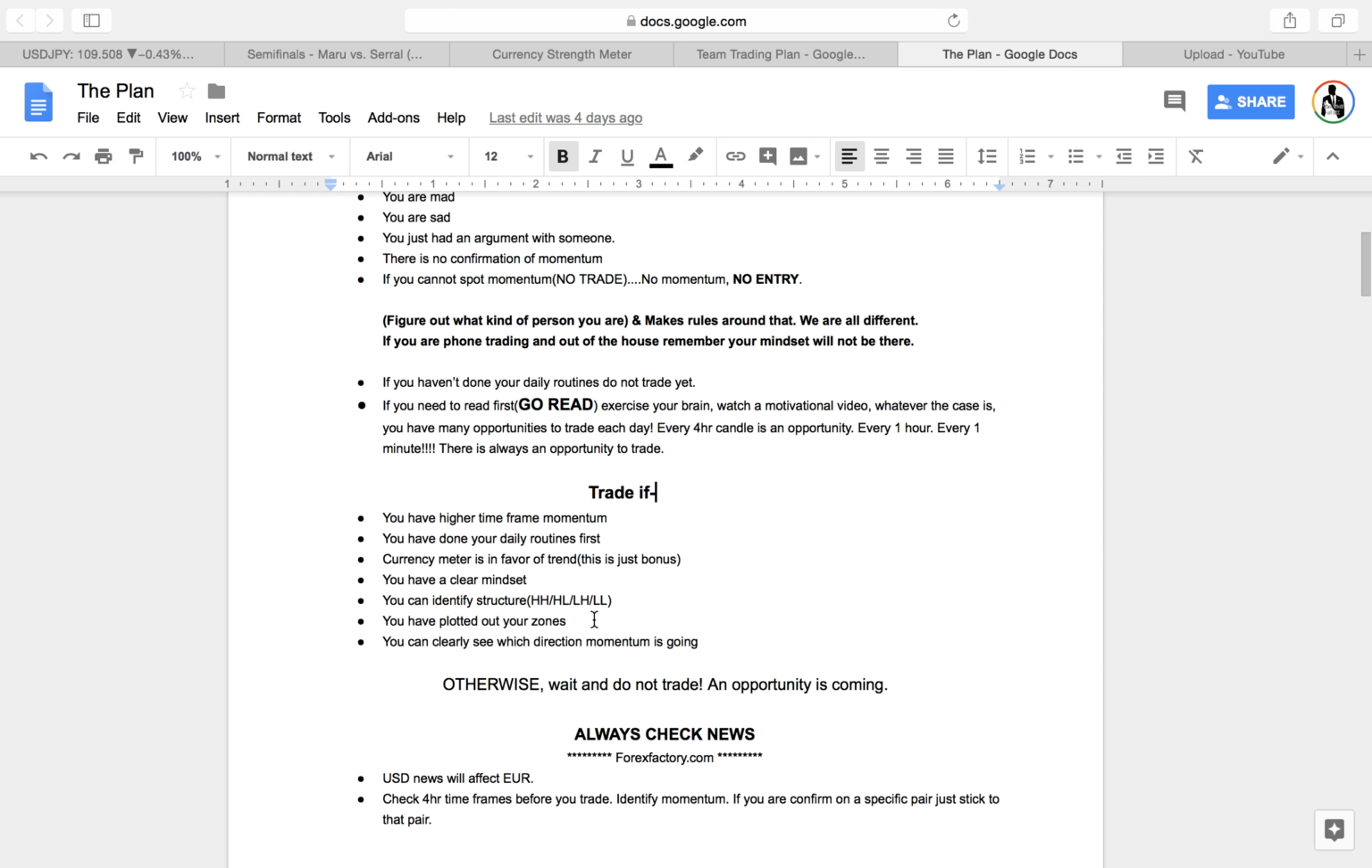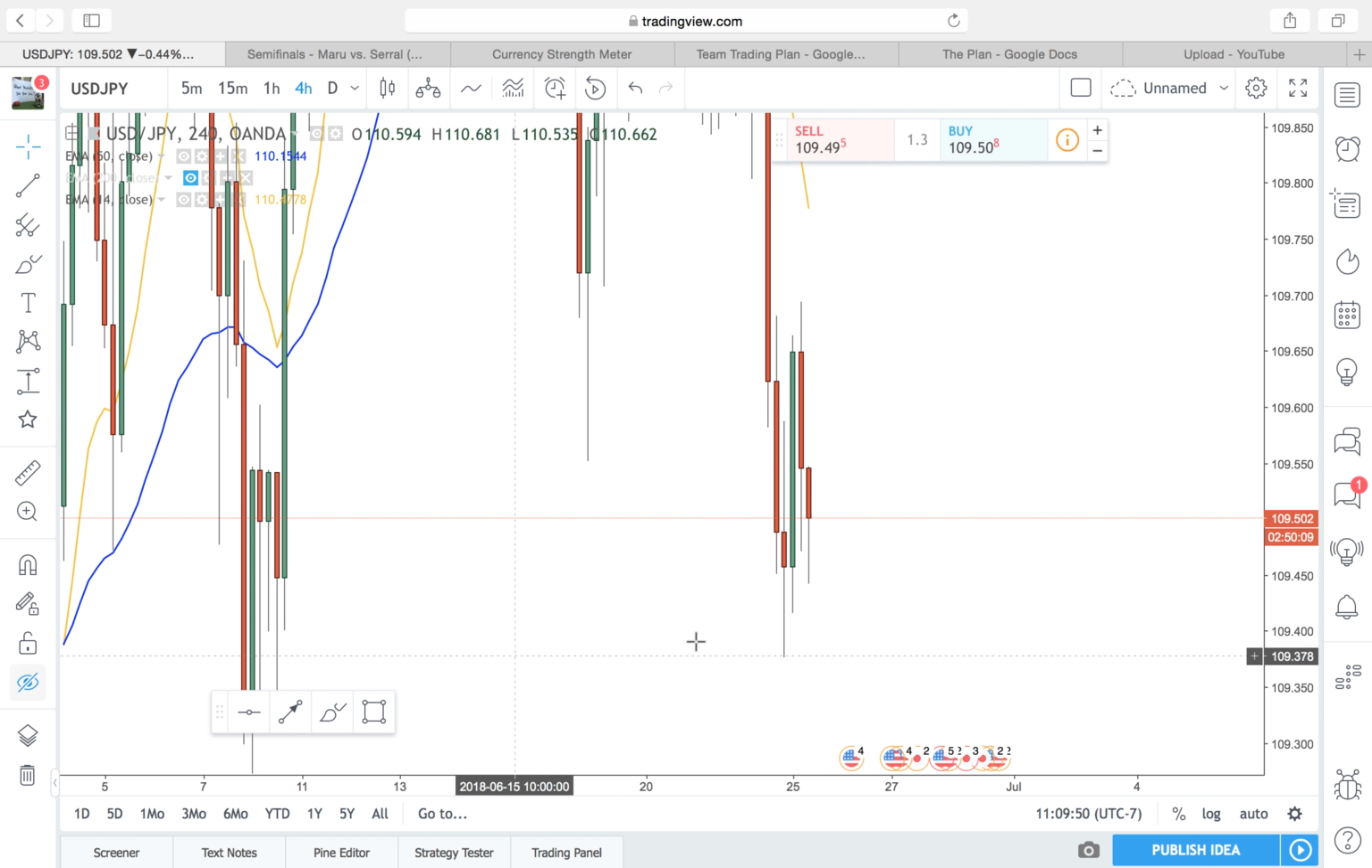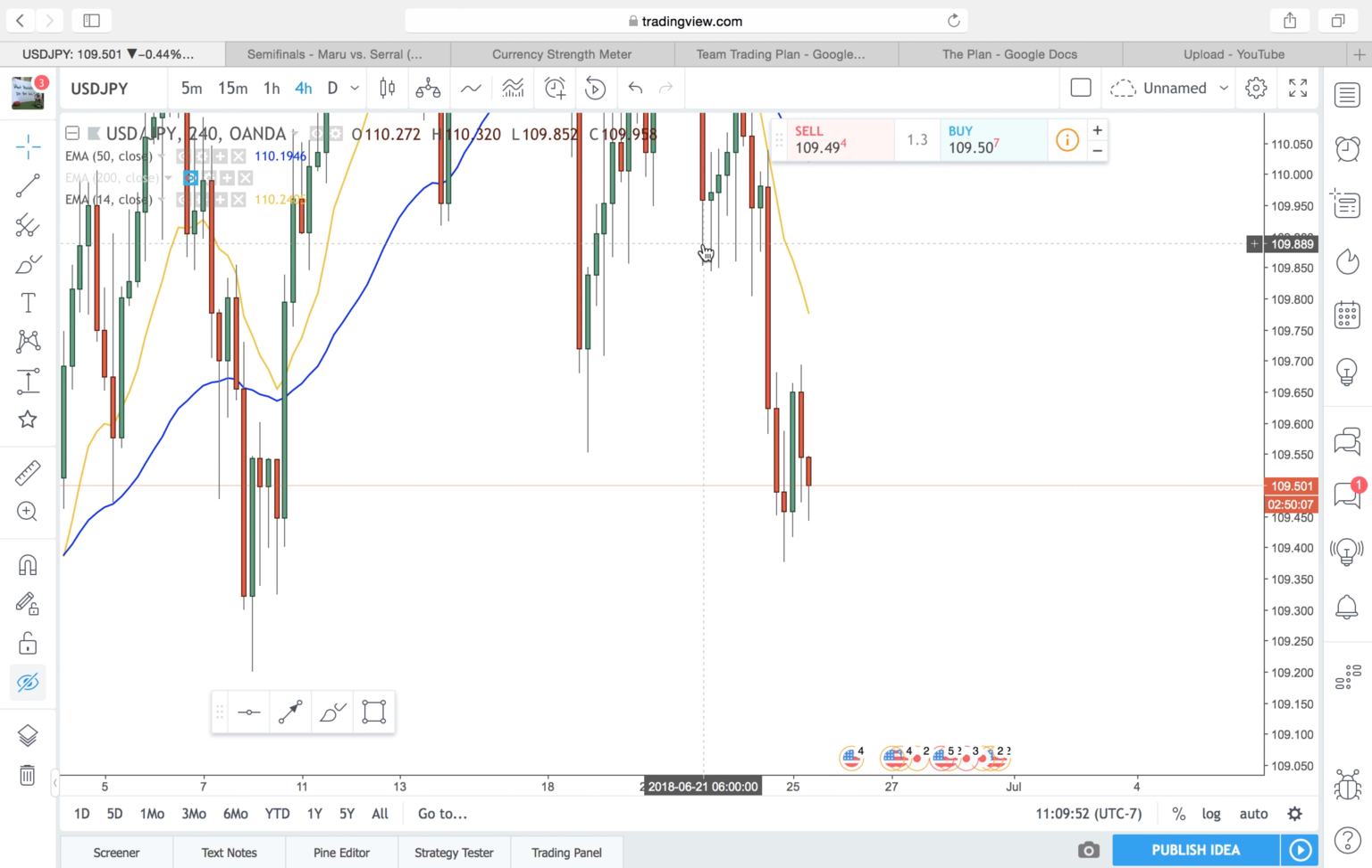If you can't identify structure, don't trade. If you plotted out your zones, you always want to have your zones plotted up. And if you clearly can see which direction momentum is going, that's the only time that you should really trade, because you want to trade around high probability. I trade around high probability. And that's what this was. This was a very high probability trade that we just rejected.